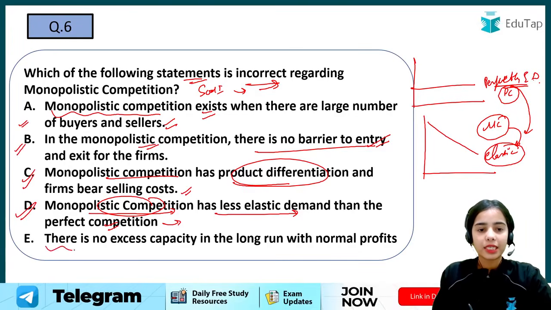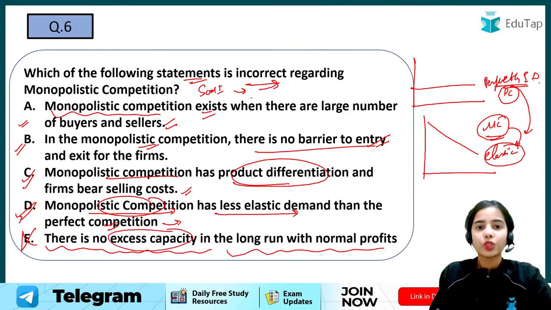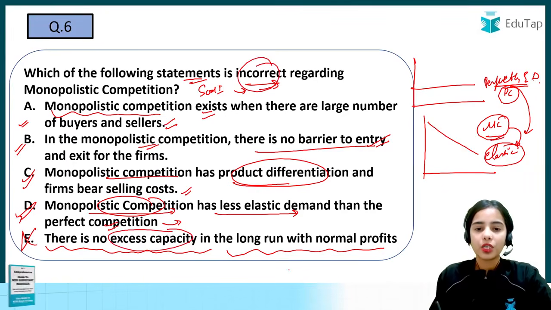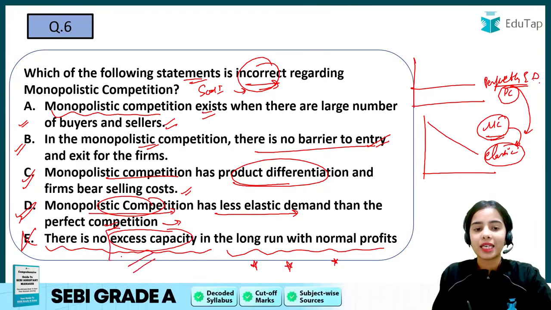Coming to the last statement, there is no excess capacity in the long run with normal profits. No, in the monopolistic competition, actually there is excess capacity present. So this is the incorrect statement. In the monopolistic competition, in the long run with normal profits, there is excess capacity present.